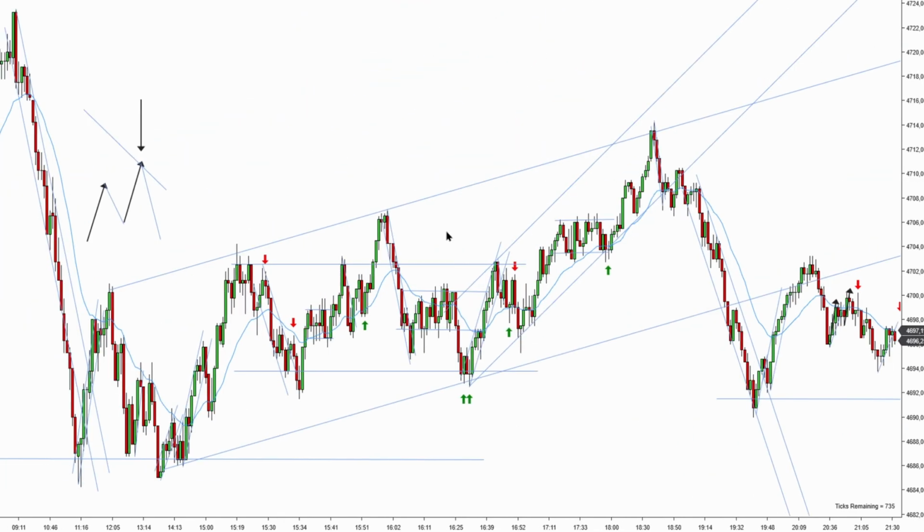I keep mentioning that the high probability setups take time to develop. Once you take one high probability setup, you can almost count on waiting here for 20 or 30 minutes for another to happen. It takes time for the high probability setup to appear.